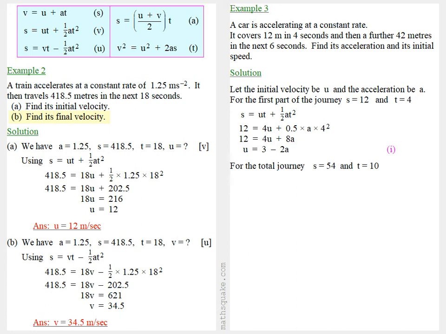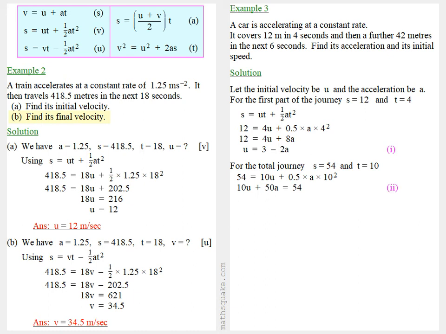Now for the total journey, the total distance is 12 plus 42, which is 54. And the total time is 4 plus 6, which is 10. So for the total journey, s is 54 and t is 10. And we still have the same initial u. So using, again, s equals ut plus a half at squared, 54 equals 10u plus a half times a times 10 squared. So 10u plus 50a is 54.